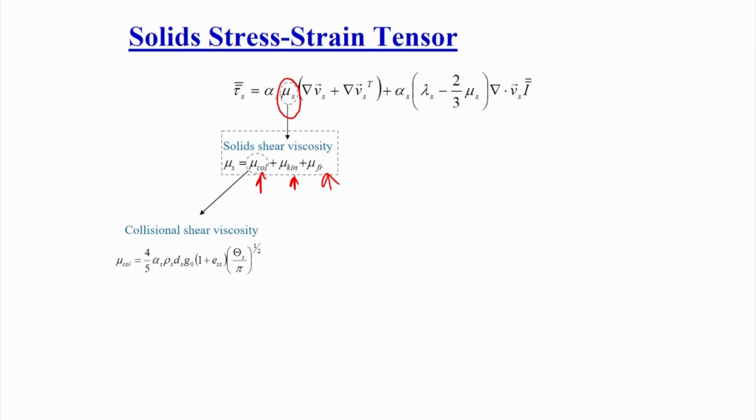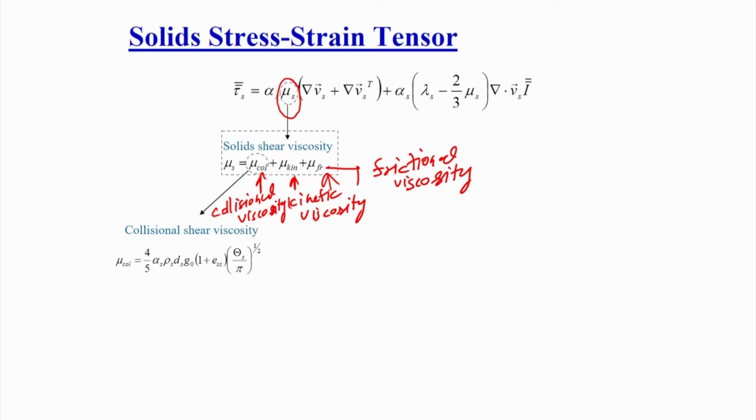So, the mu shear has been defined as a summation of mu collisional, mu kinetic, and mu frictional. This is the frictional viscosity term, this is the kinetic viscosity term, and this is the collisional viscosity term. It has been defined this way: the total resistance to the flow in the case of solids comes from the collisional viscosity, kinetic viscosity and frictional viscosity.